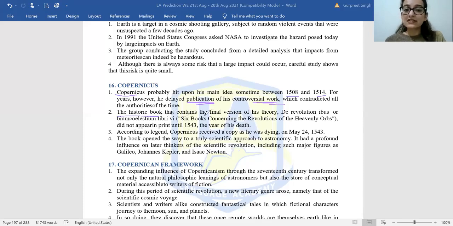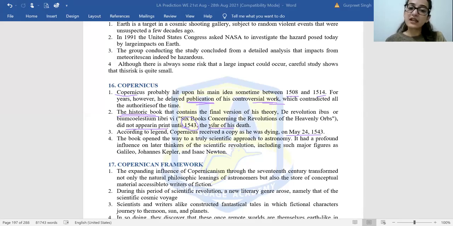The historic book that contains the final version of his theory, the Revolutions, that means six books concerning the revolutions of the heavenly orbs, did not appear in print until 1543, the year of his death. So we are saying this book, which was about so-and-so topic, did not appear in print until 1543, the year of that person's death. According to legend, Copernicus received a copy as he was dying on May 24, 1543. So again, just saying 1543 will be broader than giving a particular day in that year, which is May 24, 1543.